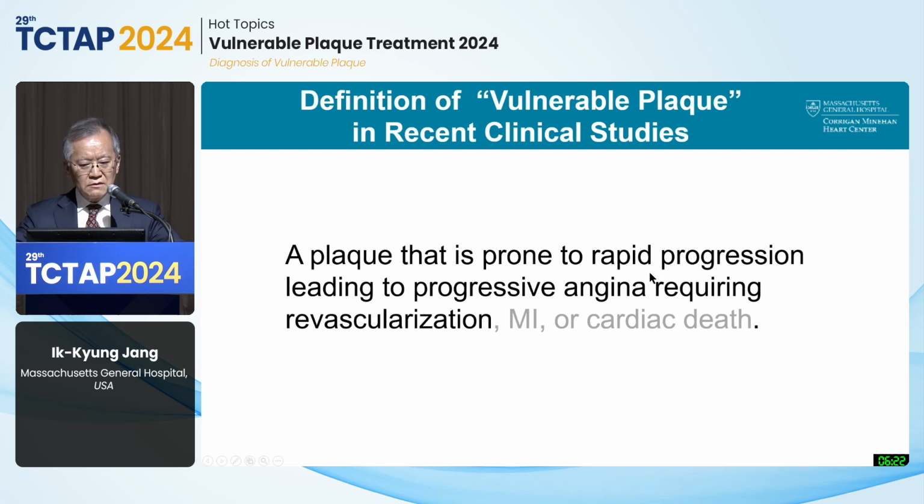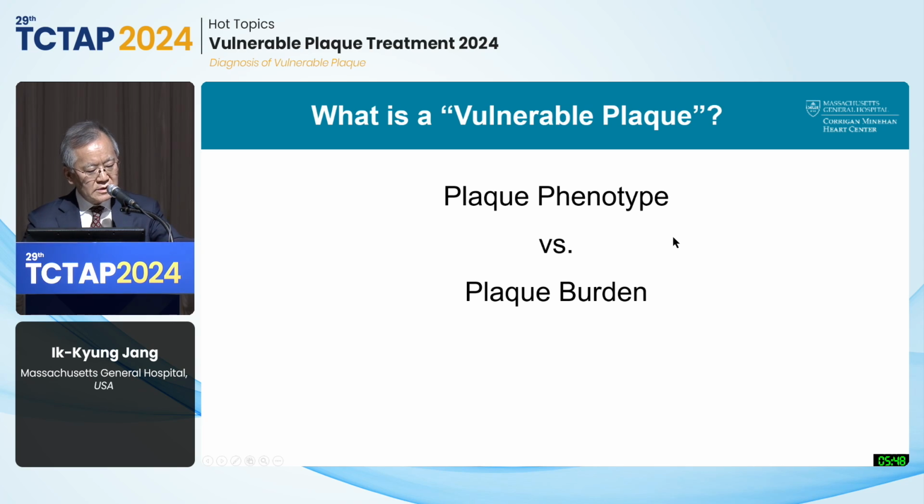The definition of vulnerable plaque used in recent clinical trials was a little bit different. They used a definition of plaque that is prone to rapid progression, leading to progressive angina requiring revascularization, and in a small number of patients, MI and cardiac death. And as you are all aware, the endpoint that drove the whole trials is not acute MI, it is progressive angina. So what we are talking about is either plaque phenotype or plaque burden.